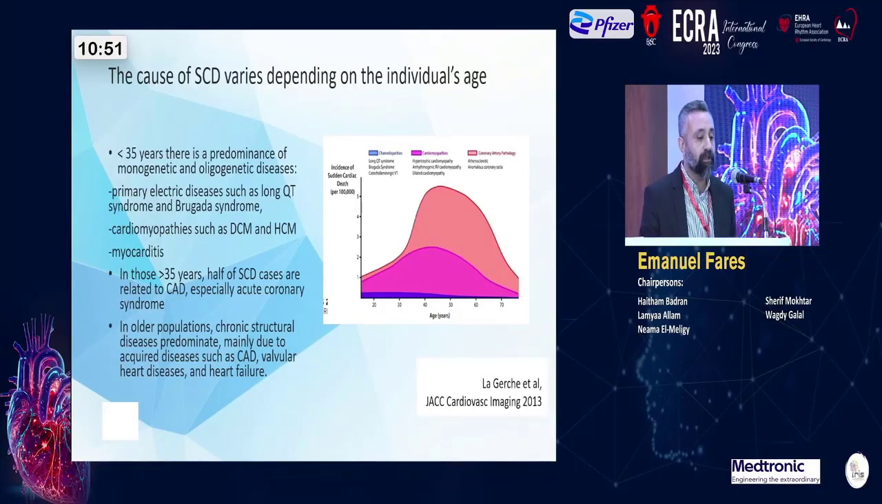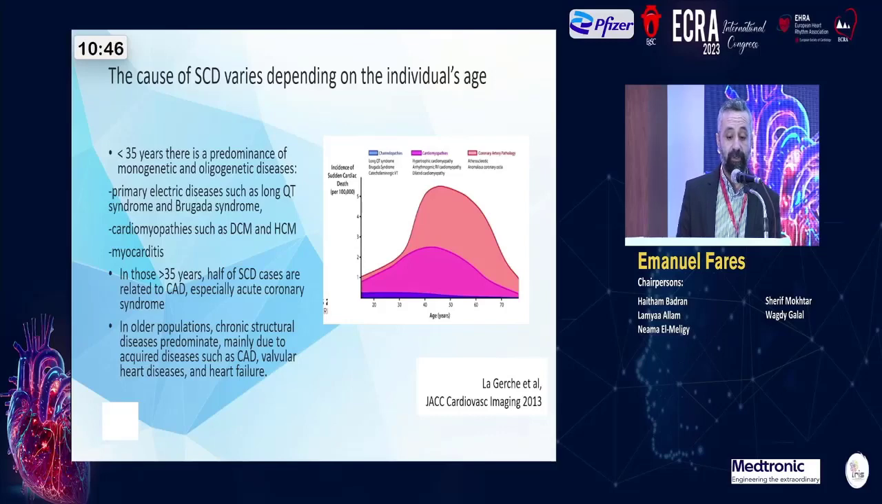The cause of sudden cardiac death varies depending on the individual's age. In young patients below the age of 35, there is predominance of genetic disease like primary electrical disease, cardiomyopathies, and myocarditis. In those above the age of 35, most cases or half the cases are related to coronary artery disease, especially acute coronary syndrome. And in older patients, chronic structural disease predominates, mainly due to acquired disease like coronary artery disease, valvular disease, or heart failure.